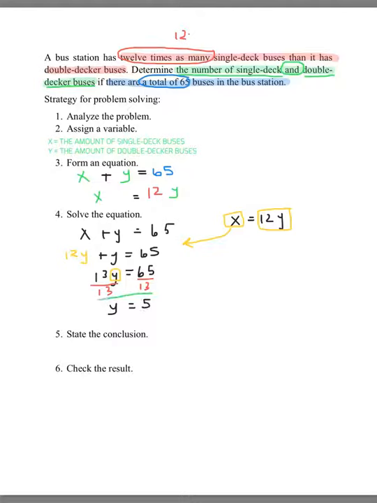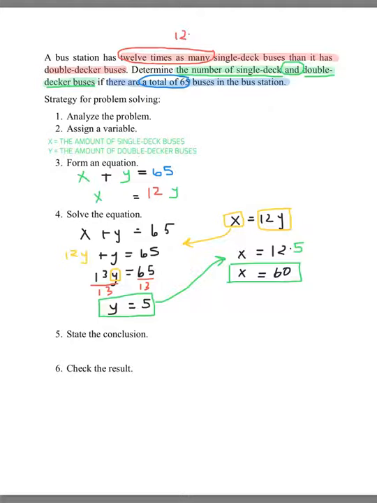So we now know that y is equal to 5. So now that we know what y is equal to, we're going to substitute this back into the second equation. And we're going to end up with x is equal to 12 multiplied by 5. So then we end up with x is equal to 60. So now we have solved for both of the variables.